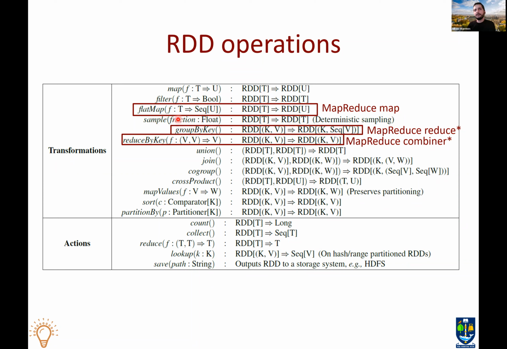There is a sample transformation, and this is a deterministic sampling. So if you want to compute an X% sample, I think last time I checked how this is implemented.